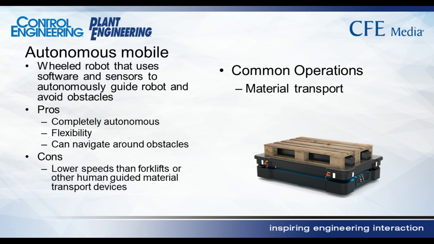Autonomous mobile robots provide much more autonomy and flexibility than an AGV type system, which must follow a strict route typically installed in the floor. Autonomous mobile robots can also navigate around obstacles on their own. The main downside of them is they run at lower speeds than typical human-driven vehicles.